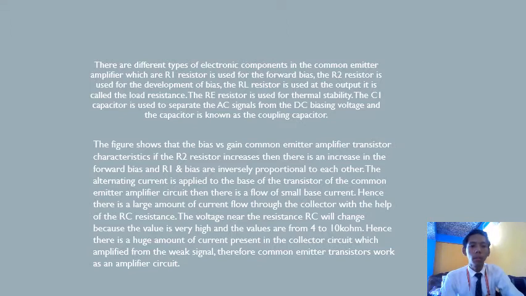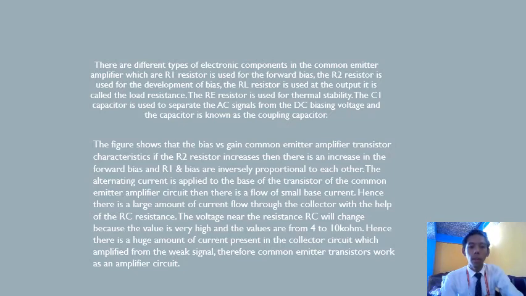The C1 capacitor is used to separate the AC signals from the DC biasing voltage, and the capacitor is known as the coupling capacitor. The figure shows the bias versus gain characteristics of the common emitter amplifier transistor. If the R2 resistor increases, then there is an increase in the forward bias, and R1 and bias are inversely proportional to each other. When alternating current is applied to the base of the transistor of the common emitter amplifier circuit, there is a flow of small base current.